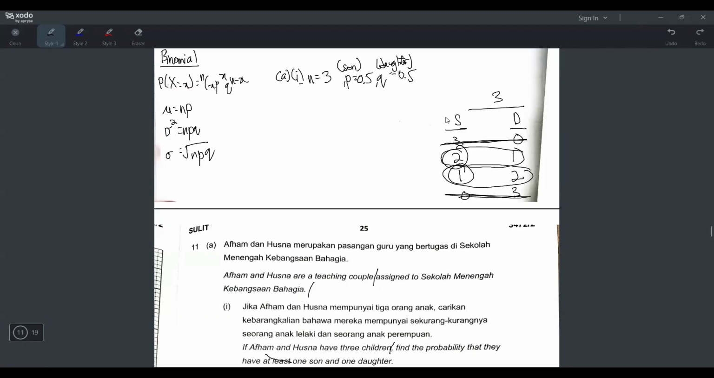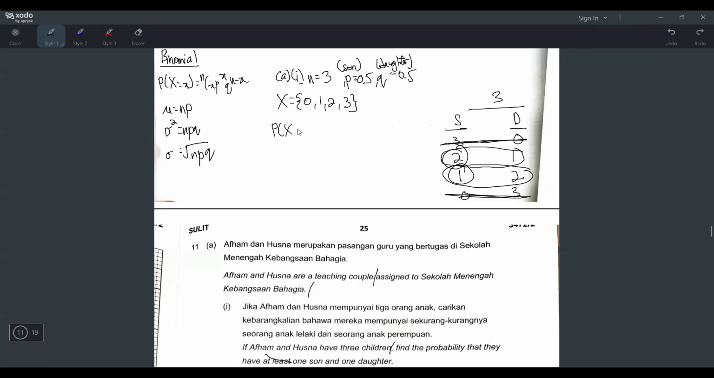You want to make the daughter a success and then find the probability of one daughter and two daughters, you can also get the same answer. Okay, so what is your X first? Your X can be 0, 1, 2, 3. It means out of 3 children, maybe 0 success. 0 success means 0 son. Or maybe 1 success, 1 son, or 2 sons, or 3 sons.